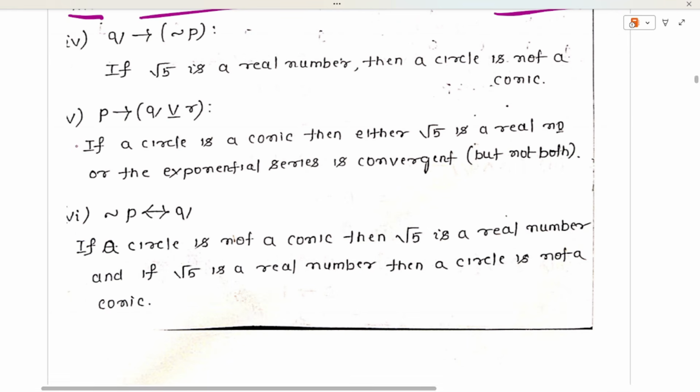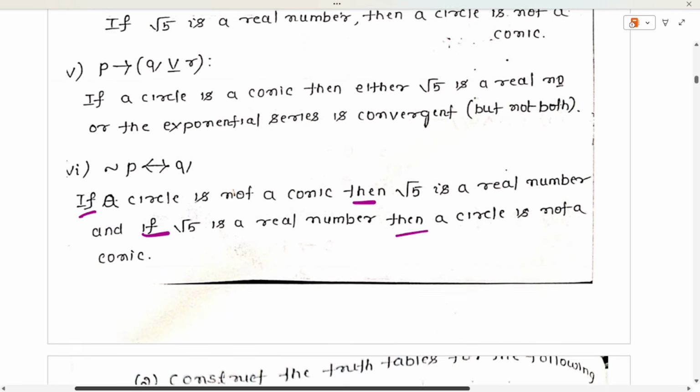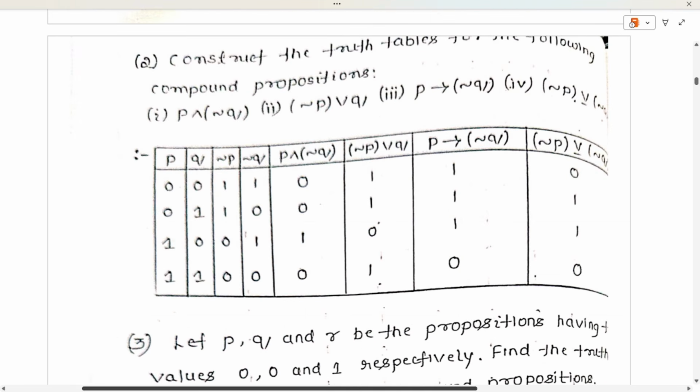If it is biconditional, you will use if and only if. Okay, if and only if, and if then, if you will use, that is how you will see here. Next, the second question is, combine the truth table for the following compound proposition p and negation q. You have to first write p, q, negation p, negation q. They have asked p and negation q. First you have negation q and you have p. Okay, you have to do here and here, you have to just remember these two, and it is and.